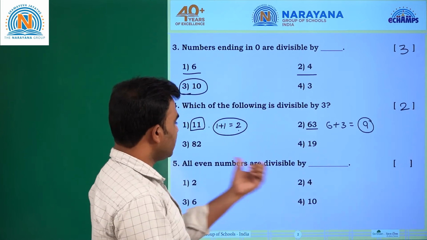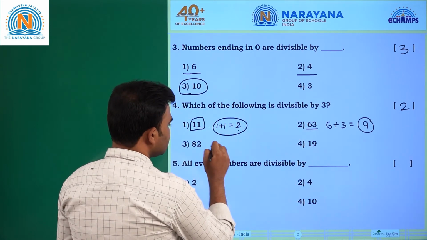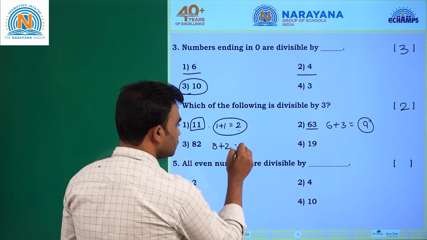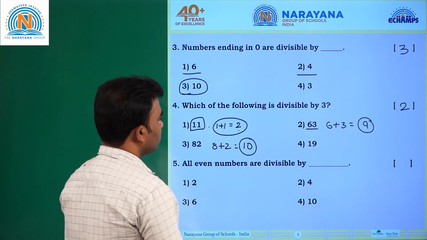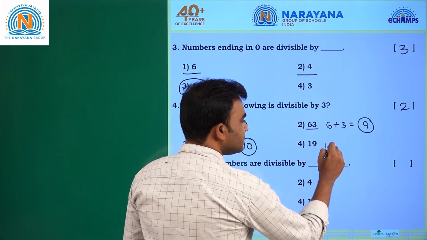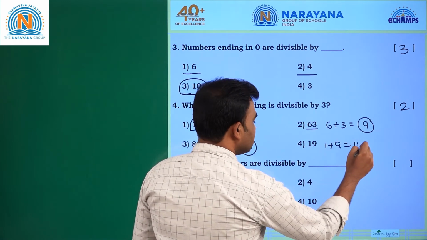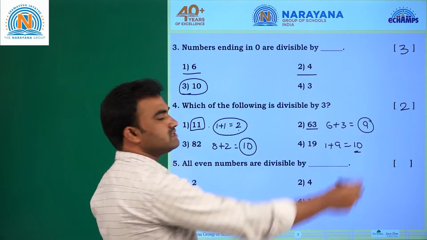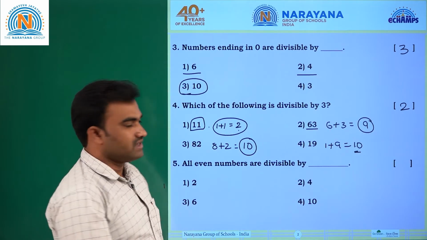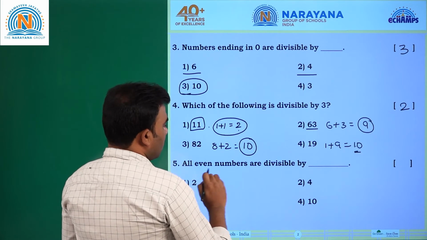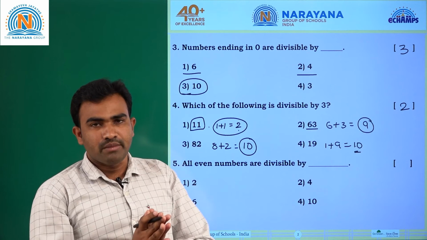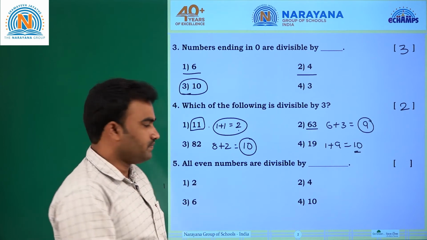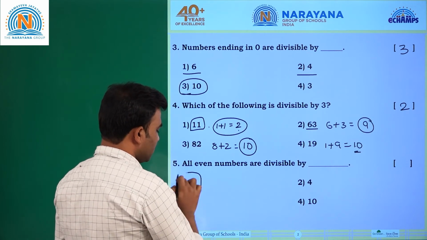Shall we check the remaining numbers? 8 plus 2 is equal to 10. Is 10 a multiple of 3? No. 1 plus 9 is equal to 10, again 10, not divisible by 3. Next, all even numbers are divisible by dash. All the even numbers are divisible by 2. So the answer is option 1.